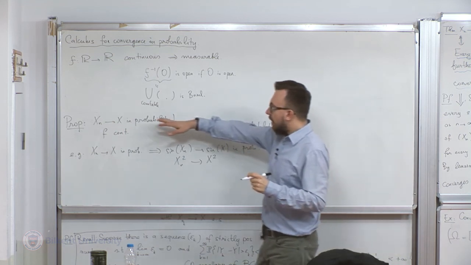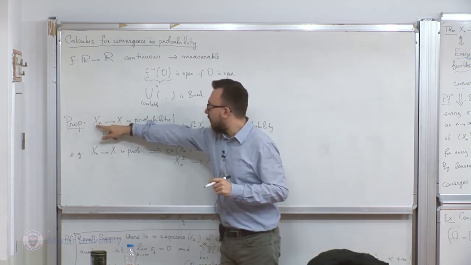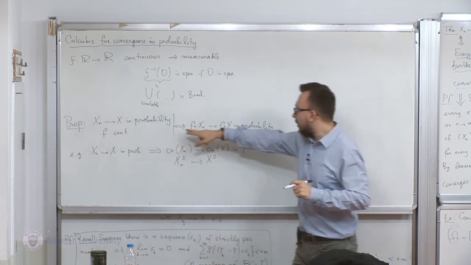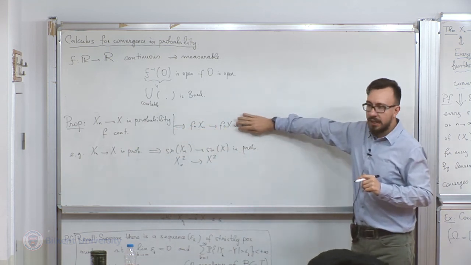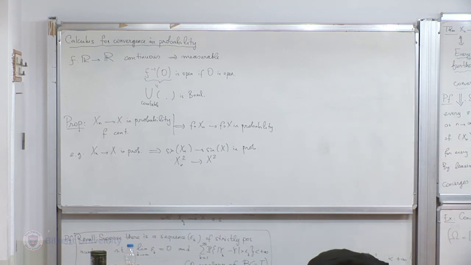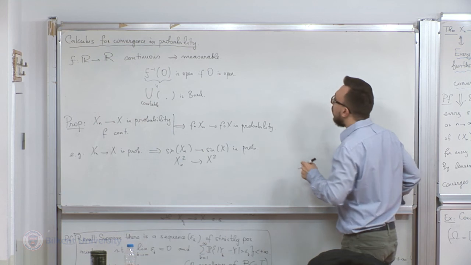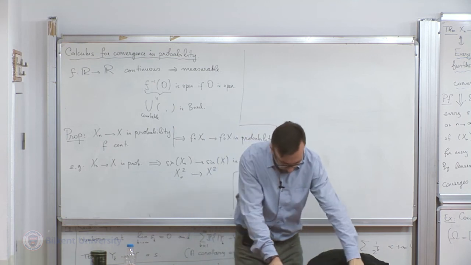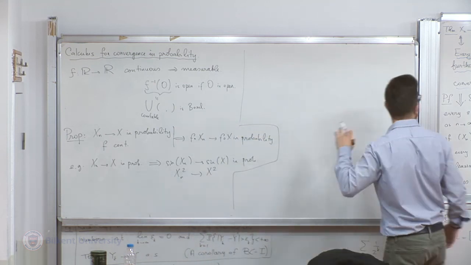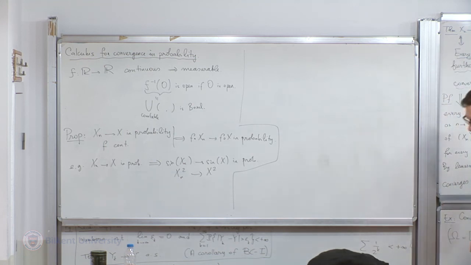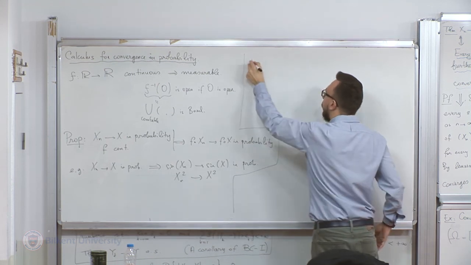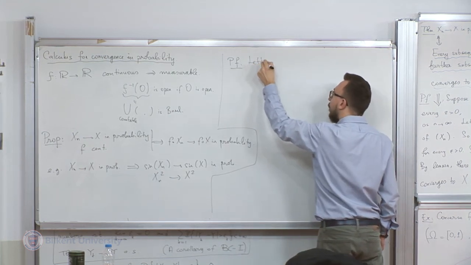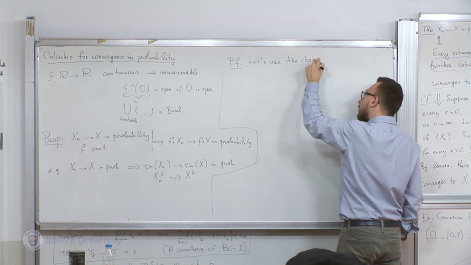Just like in calculus, right? If you have some little xn's, real numbers converging to x in the usual real line sense, okay? And you apply a continuous function, take squares, cubes, etc., then you have this result, right? From calculus. So that's why I called it a calculus for convergence in probability. So let's try to show it. Okay, so we're going to use this characterization theorem. So, okay, proof. We're going to show that this converges to f of X in probability. So let's use the characterization theorem.